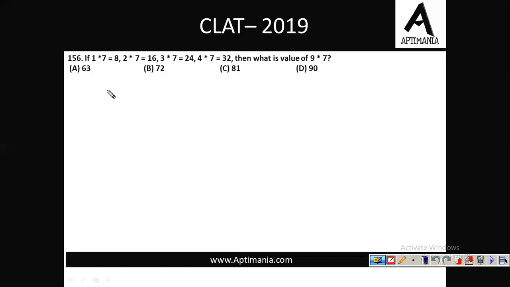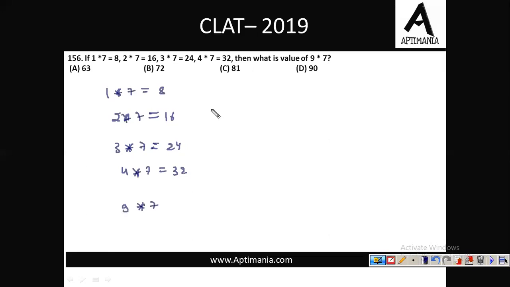Again, a question based on, you can say, coding, decoding. So 1 into 7 is equal to 8. Now 2 into 7 is equal to 16. And 3 into 7 is given as 24. So first of all, we need to find the logic. What is the logic in these? And then we need to find the value of 9 into 7.